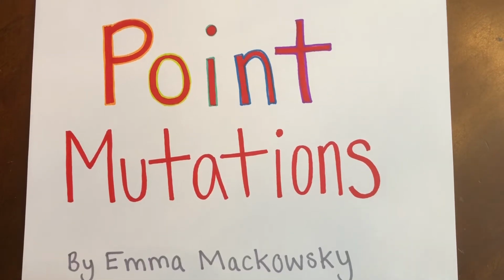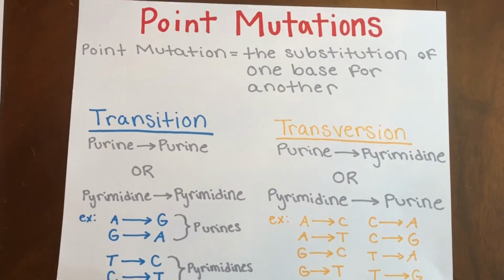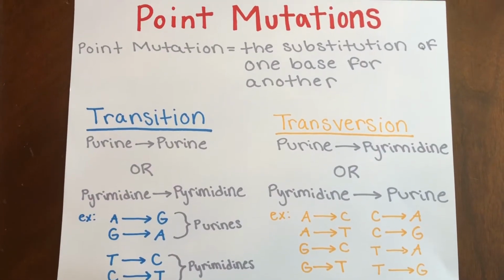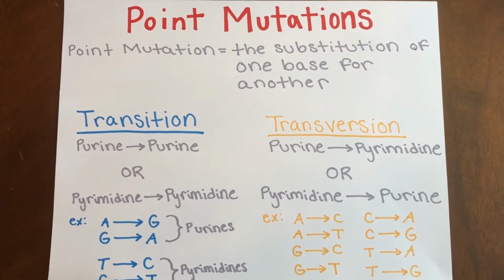This is a presentation about point mutations by Mackowsky. Point mutations result in the substitution of one base for another. There are two types, transition and transversion.